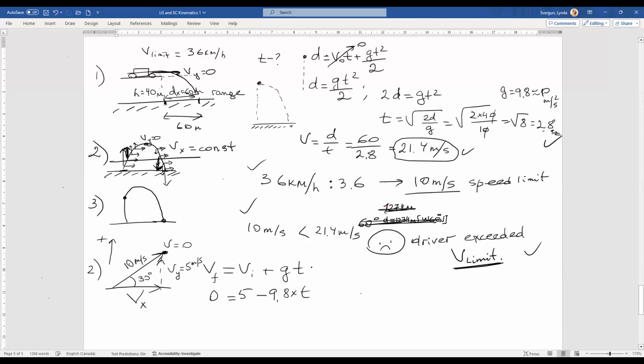Multiply by time. So how to rearrange for time? Move to the other side. So 5 equals 10, we can round it to 10, so 10 g, 10 t. Now how to get time? Both sides divided by the coefficient in front. So half a second it will take the object to go up.